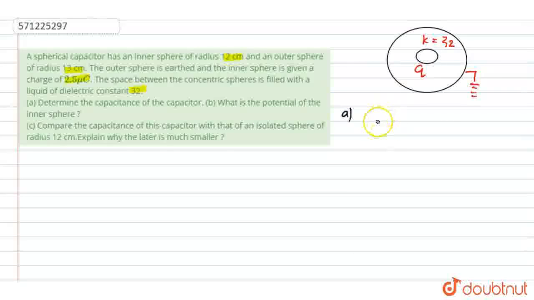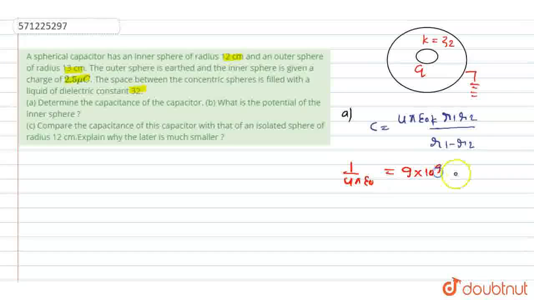We know the formula for the capacitance: C equals 4 pi epsilon naught K R1 R2 divided by R1 minus R2. So this is the formula, where R1 is the radius of the outer sphere and R2 is the radius of the inner sphere. We know the value 1 upon 4 pi epsilon naught equals 9 times 10 to the power 9 newton meter square per coulomb square.